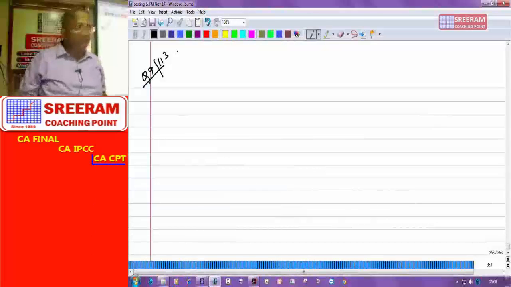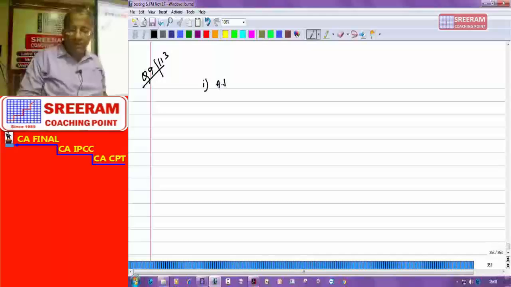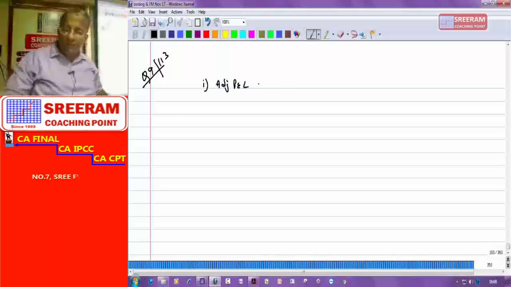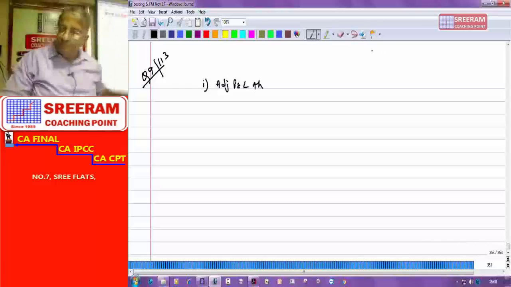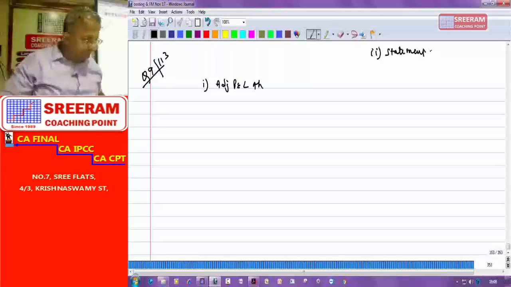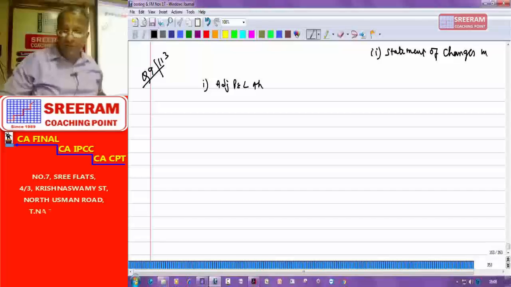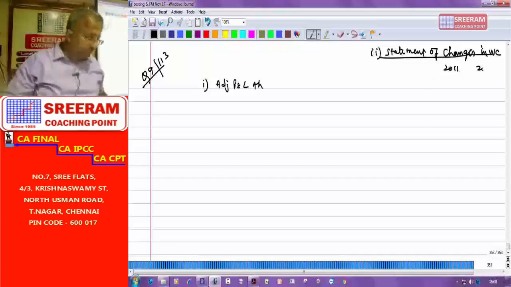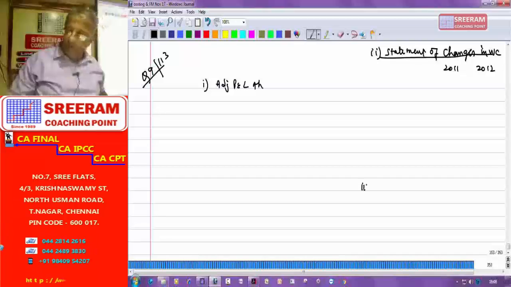Firstly, fund flow. Number 1, adjusted P&L account. Number 2, statement of changes in working capital, 2011 and 2012. Then item number 3, fund flow statement.